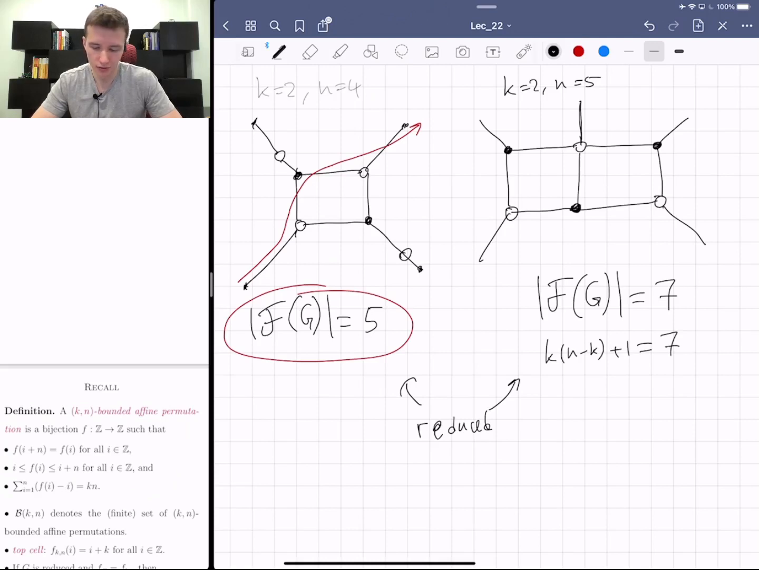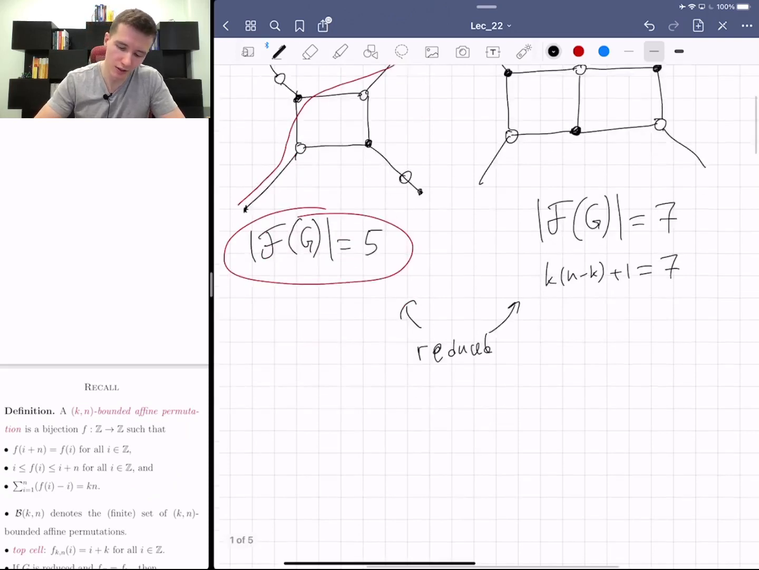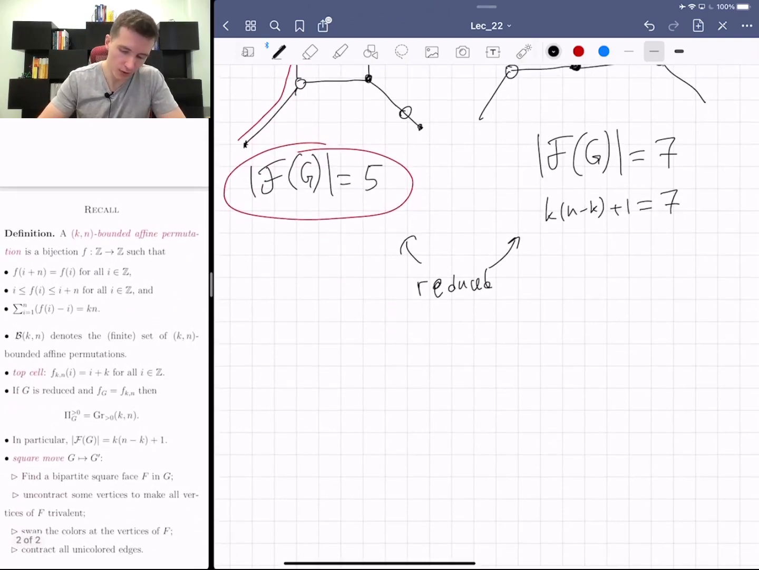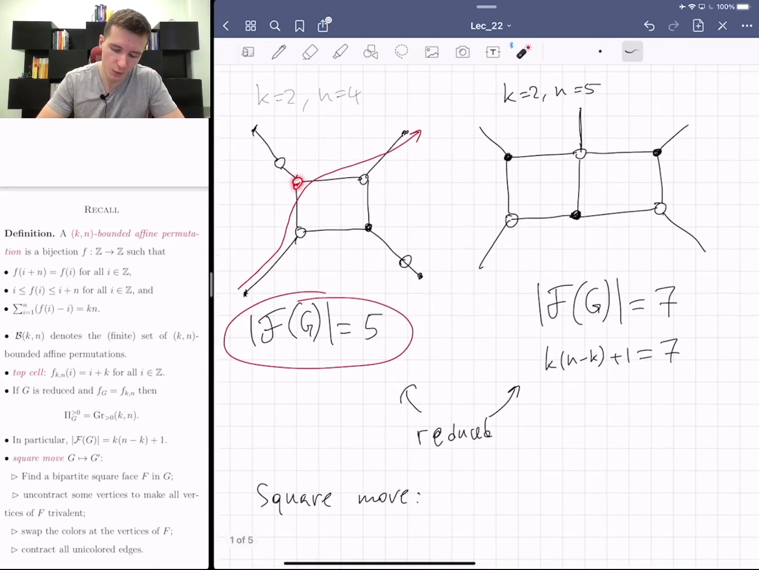Now there is an important move for plabic graphs, and I think it's beautiful. Let me describe the move, and that's called the square move. What is the square move? Whenever you have found a square face, then the rule is that you can flip the colors of the vertices, and that's called the square move.